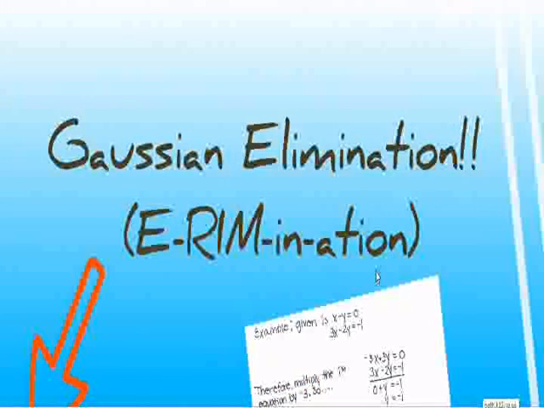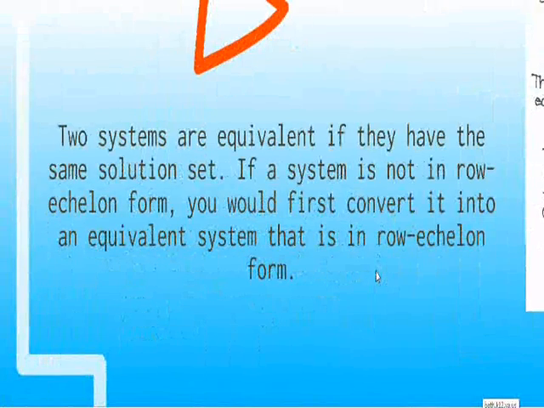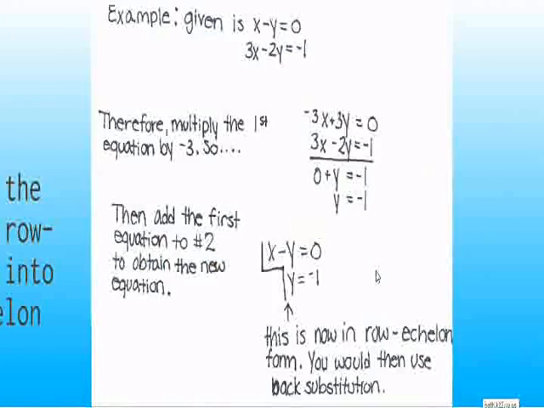Now we're going to talk about Gaussian elimination, or in Dave's words, elimination. Two systems are equivalent if they have the same solution set. If a system is not in row echelon form, you would first convert it into an equivalent system that is in row echelon form. For example, if you were given x minus y equals 0 and 3x minus 2y equals 1, since x and y both have coefficients of 1, you can cancel either one of them out.